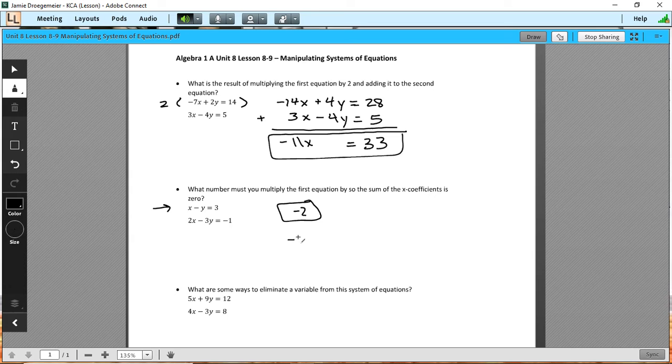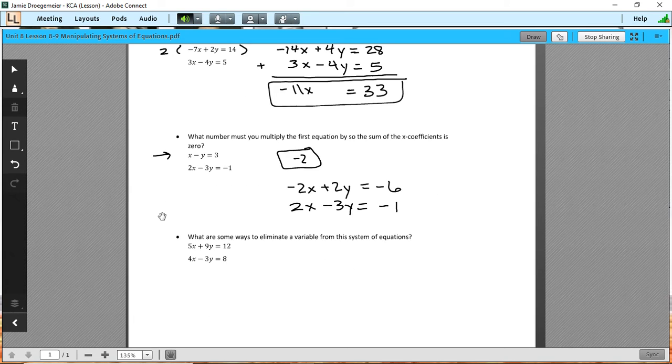So negative 2 times x would be negative 2x. Negative 2 times negative y would be positive 2y. And then negative 2 times 3 would be negative 6. And so then now if I was adding these equations together, notice that when I add negative 2x and positive 2x, it's going to zero out that x variable for me. All right, and then our last one here just asks us, what are some ways that we could eliminate a variable from this system of equations?